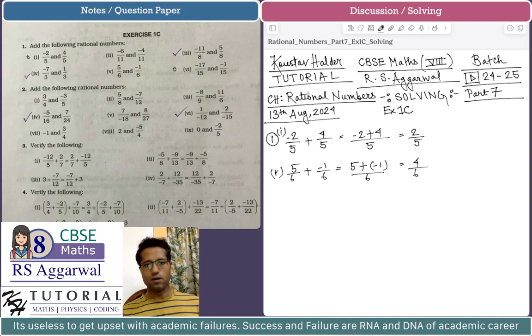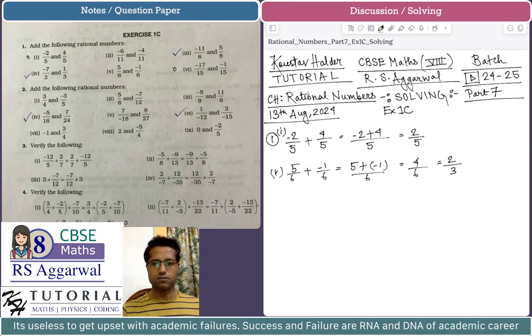Now whenever you do additions and subtractions, or you are asked to evaluate or simplify an expression of rational numbers having addition, subtraction, multiplication or division, whenever you get the final result, always try to make it in the standard form. This rational number 4 by 6 is not in standard form. We have to divide both the numerator and the denominator by the HCF, which is 2. So this becomes 2 by 3, which is in standard form.